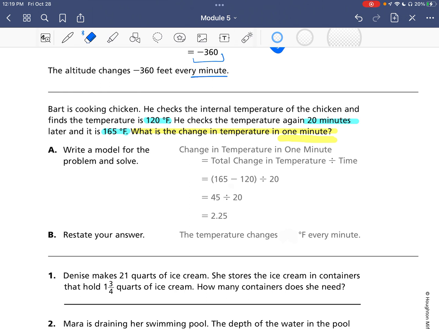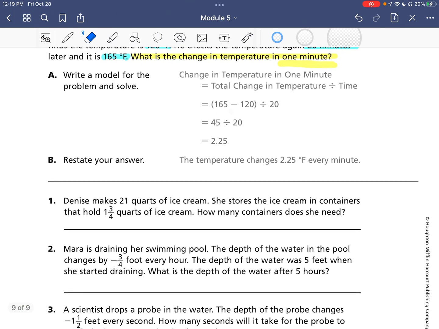It is positive. The temperature is going up, so it's positive. But what is 2.25? 2 and 25 hundredths. Put that answer into a sentence so you know what you're finding and what question you're answering. So to restate your answer, the temperature changes 2.25 degrees Fahrenheit every minute.